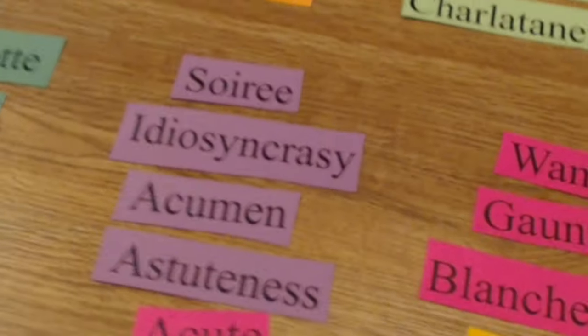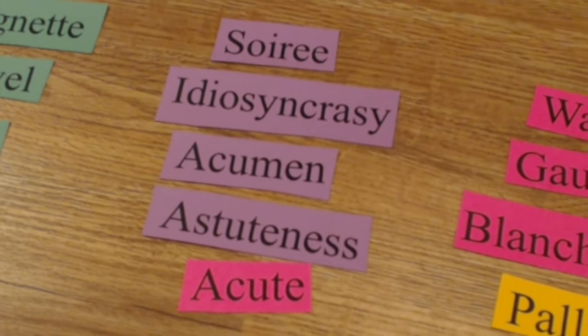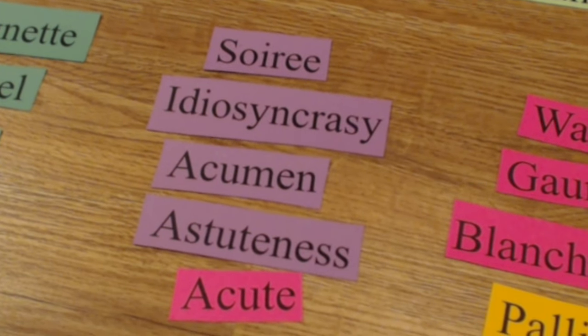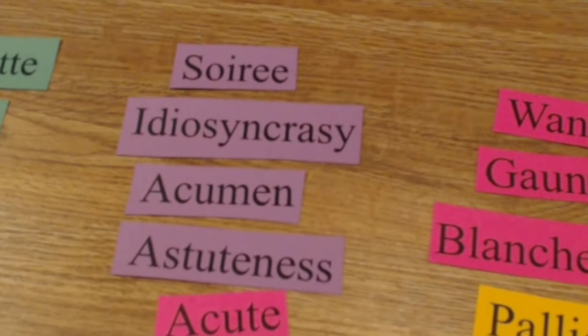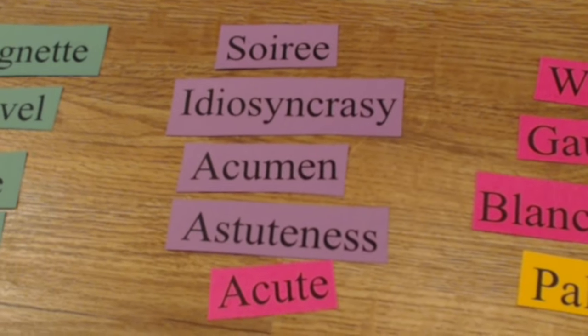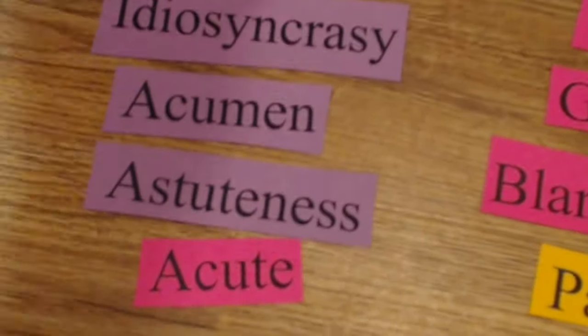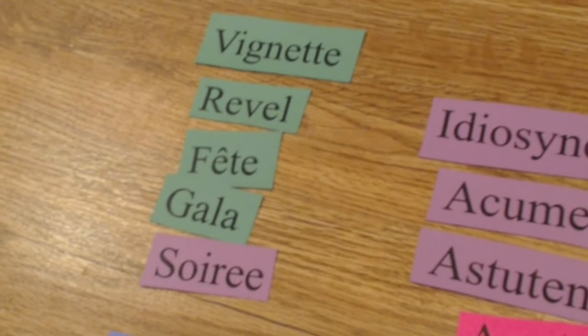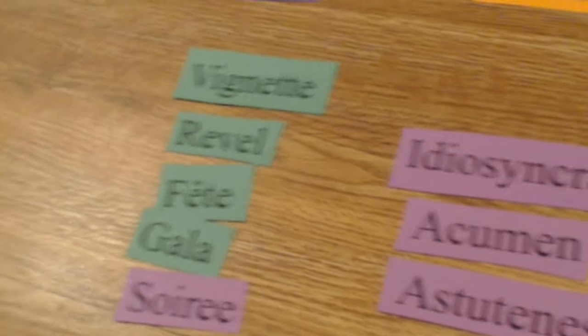All right, and then let's see. So we've got idiosyncrasy, acumen, astuteness, acute. All right, so all of them fit having to do with a kind of special perception except for soiree, so we're going to move it. All right, so gala, fete, revel. All right, vignette doesn't fit, so we move it.